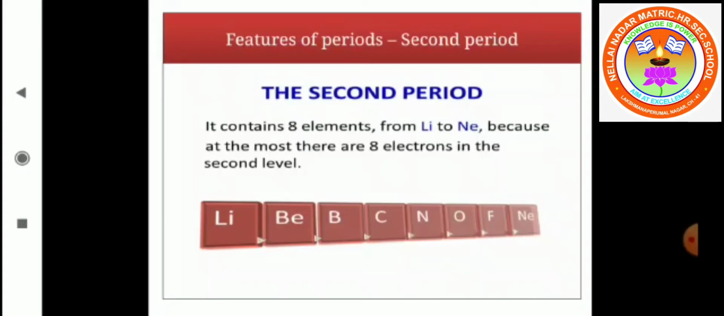The second period of the modern periodic table consists of 8 elements. They are lithium, beryllium, boron, carbon, nitrogen, oxygen, fluorine and neon. The atomic number of lithium is 3 and that of neon is 10. So children, the elements starting from atomic number 3 end with atomic number 10 in the second period of the modern periodic table. Okay.